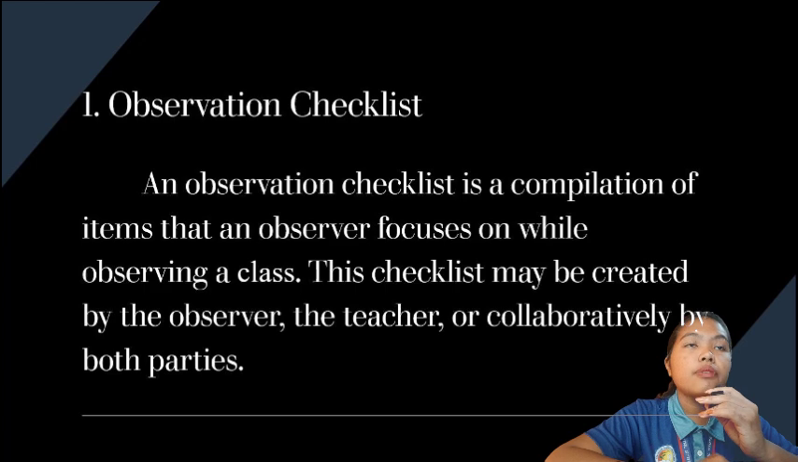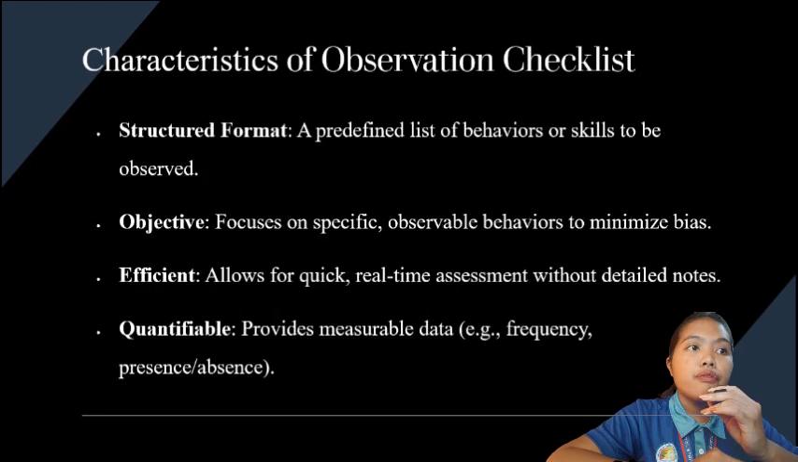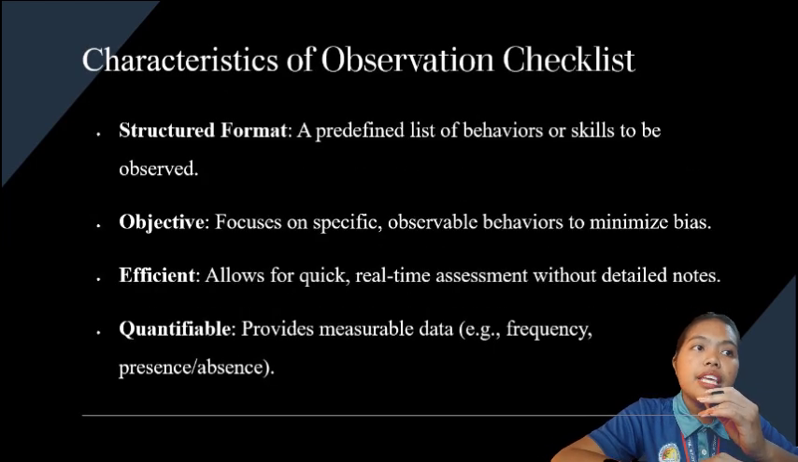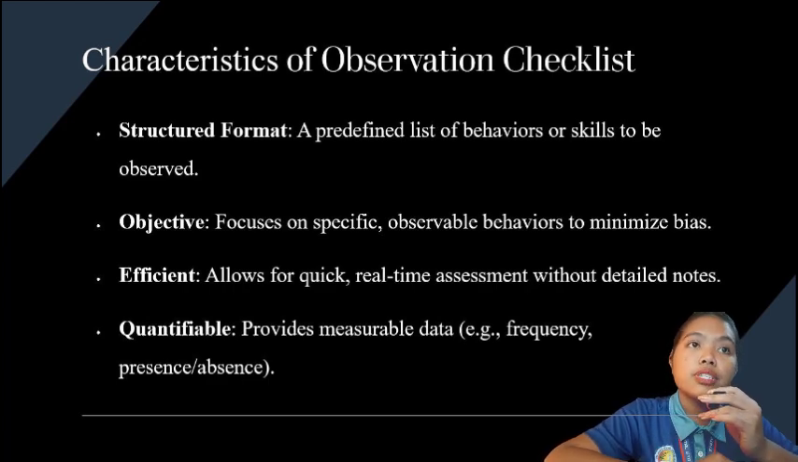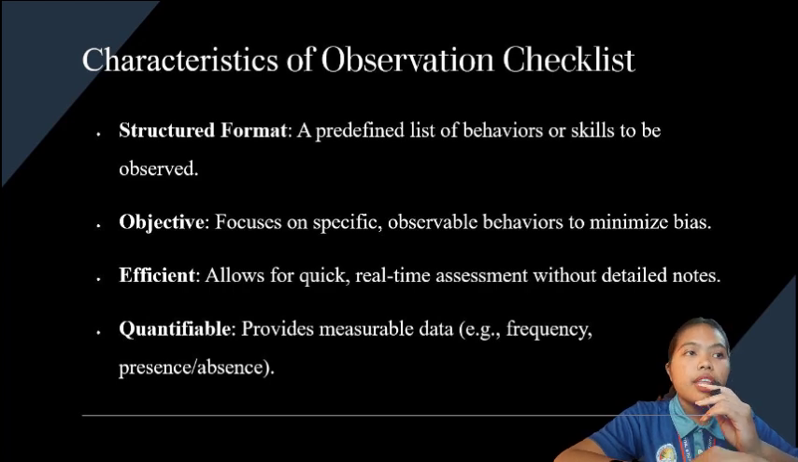So the characteristics of observation checklist. There are four: structured format, objective, efficient, and quantifiable. Structured format, a list of specific behaviors or skills to look for, so the teacher keeps the observations organized and focused on their students. And objective, which focuses on observable actions to avoid personal bias. On the other hand, it ensures fair, unbiased data collection among their students.